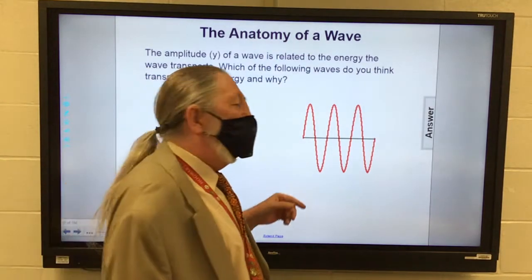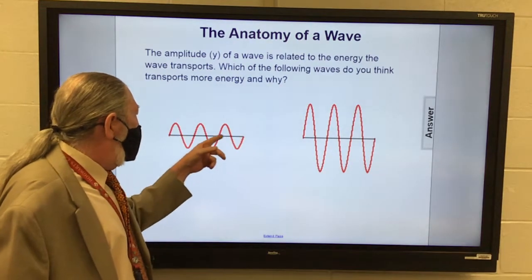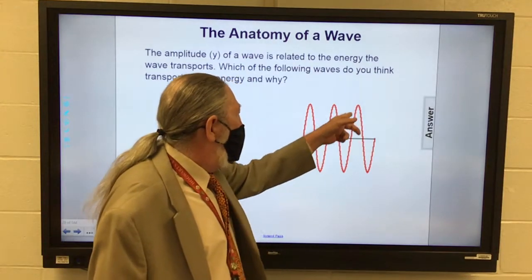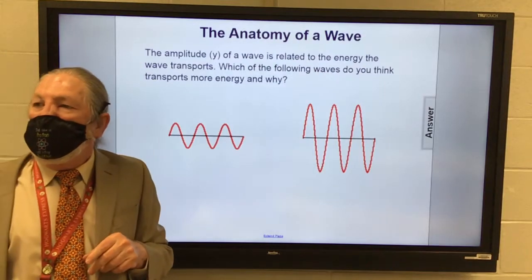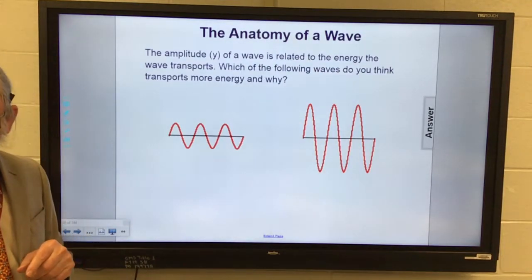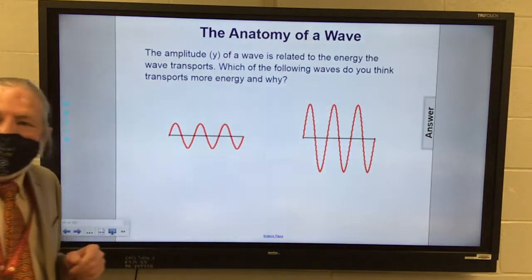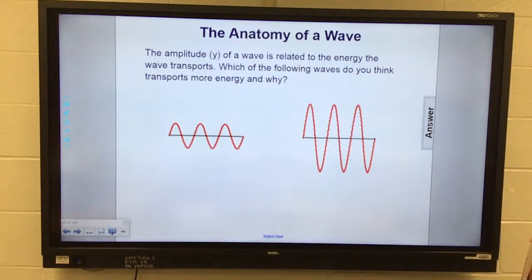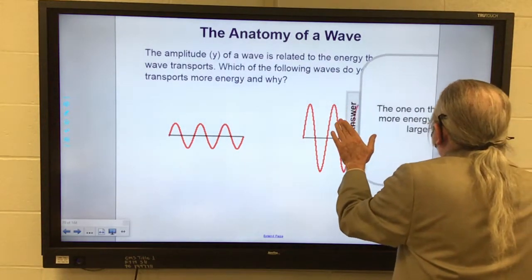Okay, what do you say, Terry? Which would have more energy, you think? Here's the equilibrium, that's the rest position. Which would have more energy, this one or this one? The second one. Okay, what do you say there, Dakota? Which would have more energy, this one or this one? It's okay to be wrong. Just, what do you think? Second one, okay.